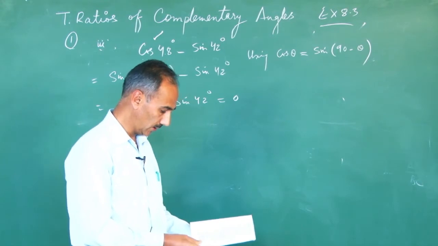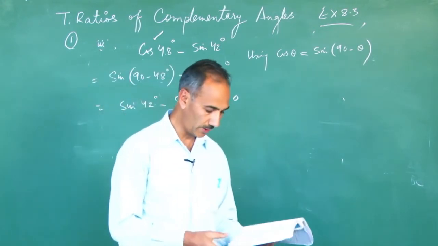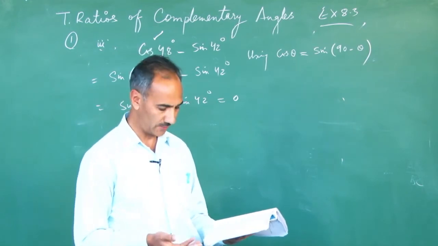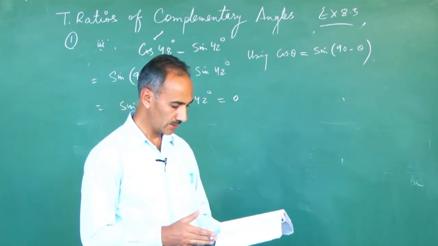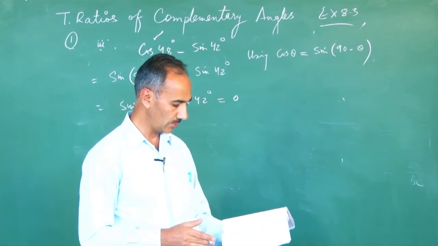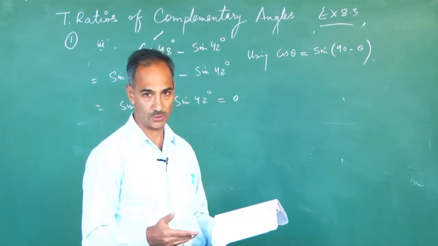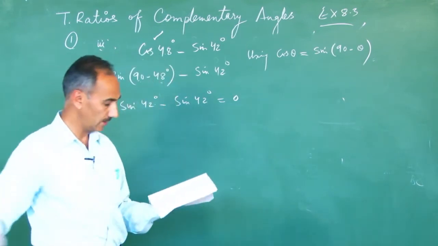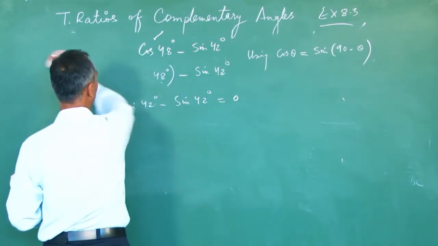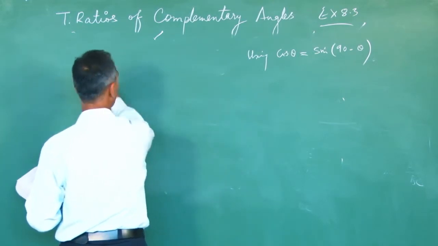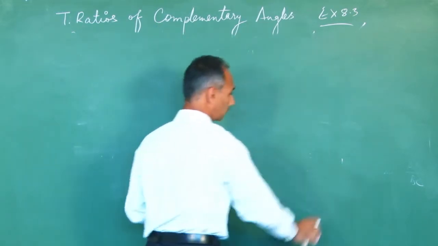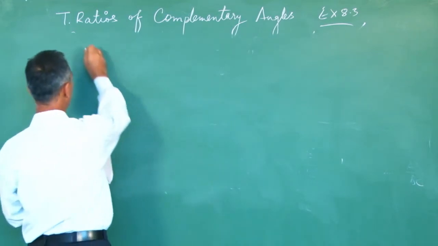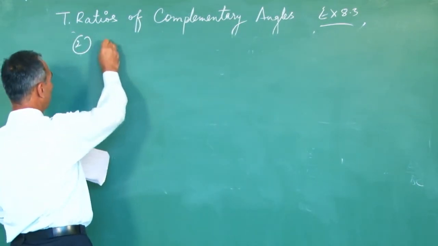Now, that was the third part. The fourth part is also the same: cosec 31 minus secant 59. So you will use the same logic. I'll move on to question number 2, wherein you have 4 T ratios, but they are in product, and you are asked to show that... So this is question number 2, part 1.